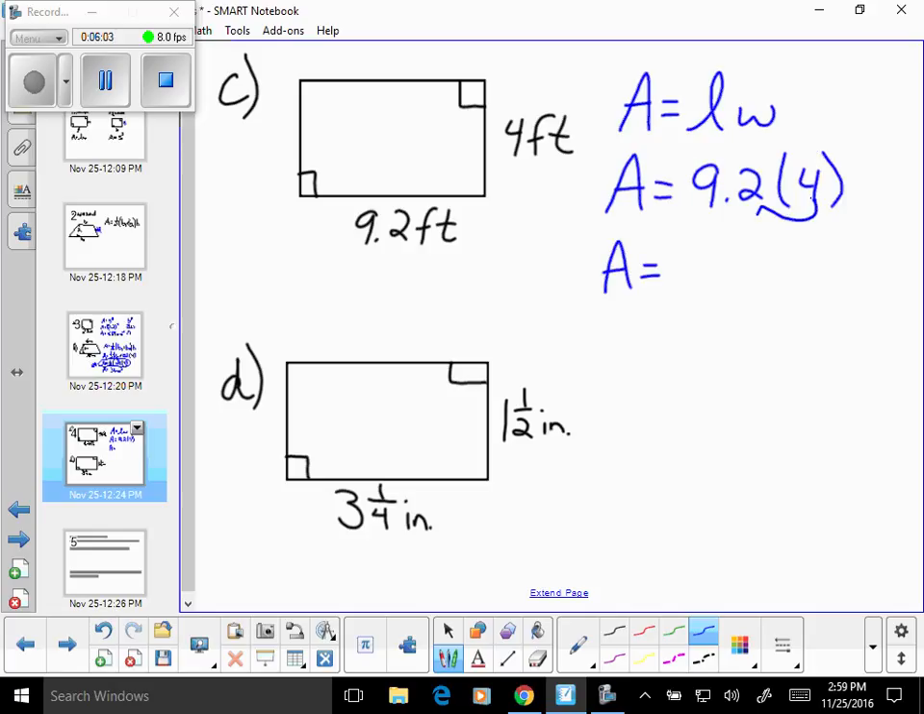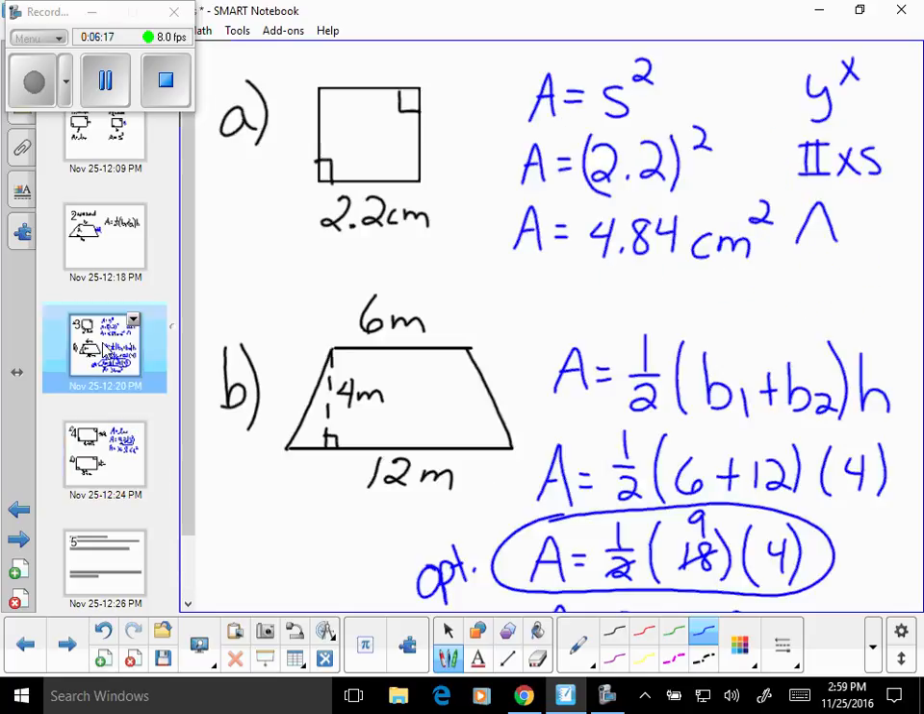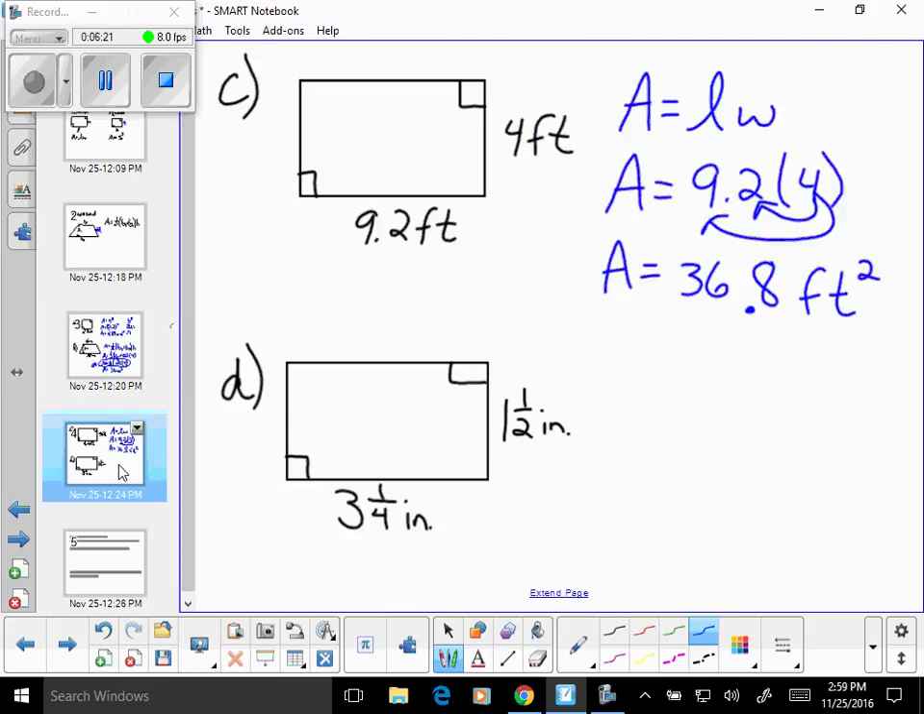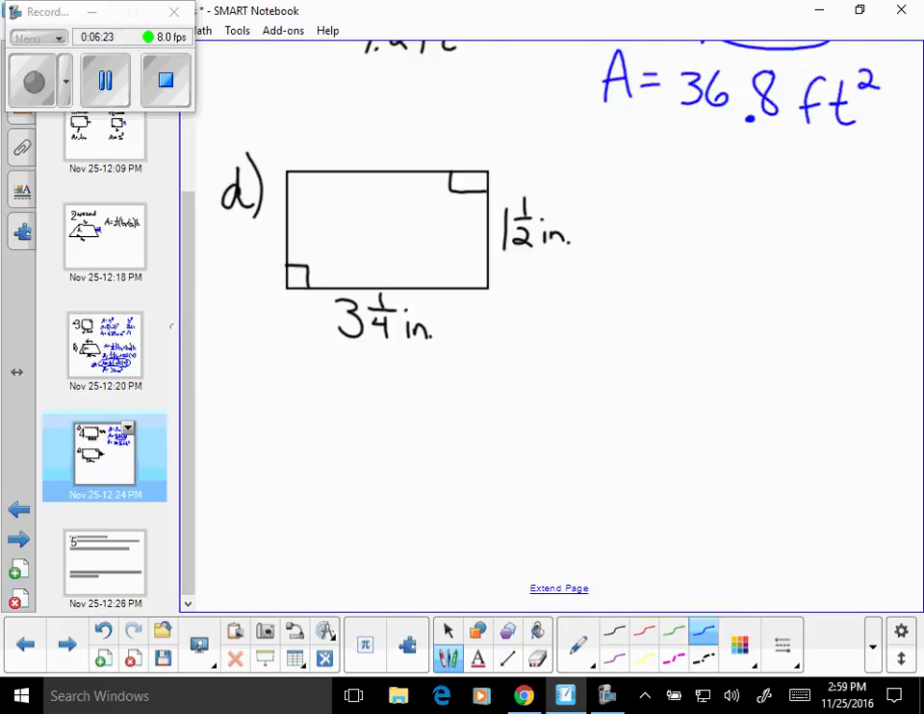Okay, 4 times 2 is 8. Bring the decimal point. Then we have to take 4 times 9, that's 36. And again, remember, your label has to be squared. Notice back on B, meters squared. We're talking area, square units.